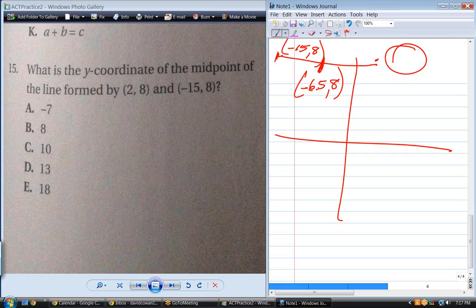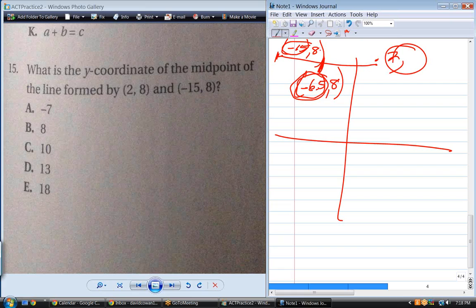You would do like negative 15 plus x over 2 equals... Well, just figure out the distance from negative 15 to negative 6.5. How far is that? 8.5. And it's in a positive direction, right? In other words, it's to the right. So we have to add 8.5 to that number. That gives us 2. That's how you do it.